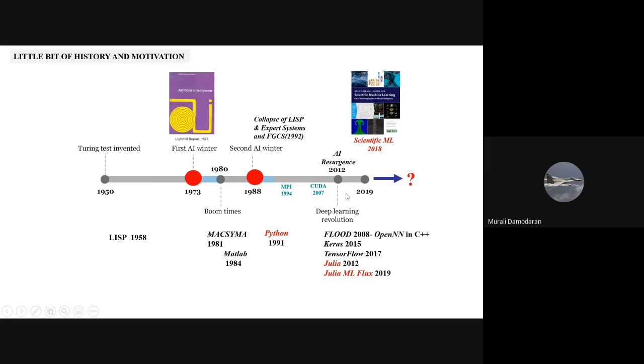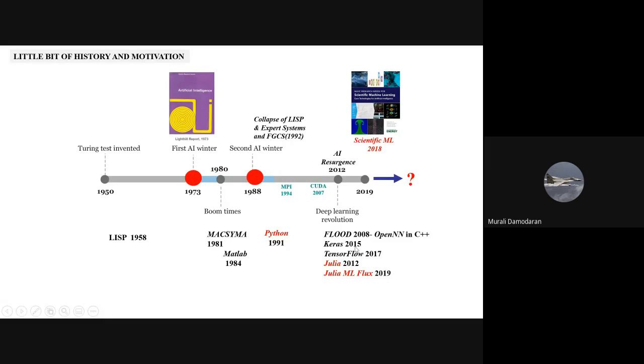There was a deep learning revolution which took place around 2012. In the scientific community, off and on, some people may have been doing it, but real interest started coming around 2018, 2019, with the publication of a report on scientific machine learning as the way to the future. This report is available on the web. Anybody can read it and see what is in store for the next 10, 15 years. If you look at the software developments, they are also helping the resurgence in AI.